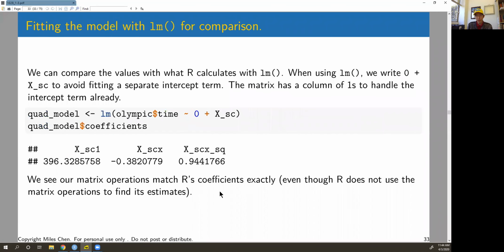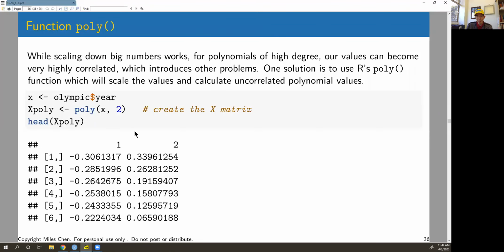Now what R can do for us is that it can create a matrix for us using this function poly, okay? And when I take my values x, which is the Olympic year data, so 1896, 1900, 1904, so on and so forth, and I say create a poly matrix, okay? It creates this thing, okay? This first column is a linear term, and the second column is a quadratic term, okay? It looks nothing like the values 1896, 1900, 1904, and looks nothing like the values 1896 squared, 1900 squared, and so on and so forth.